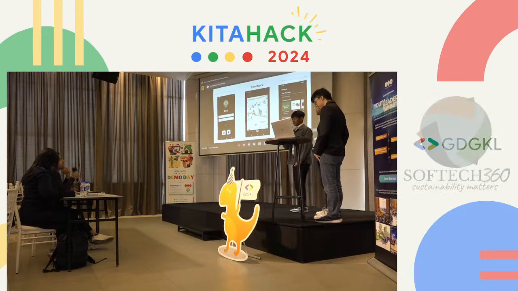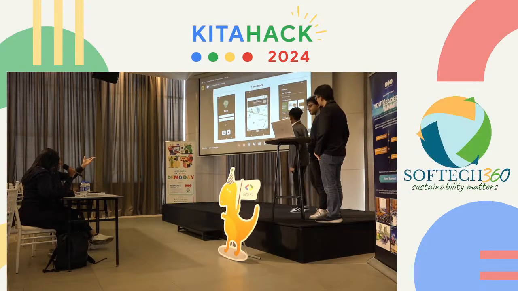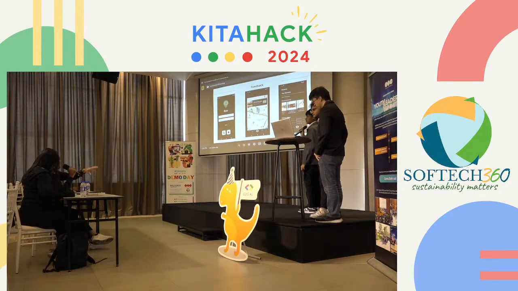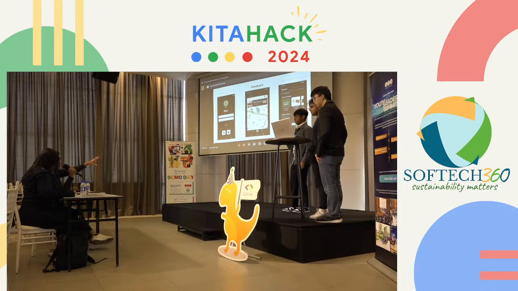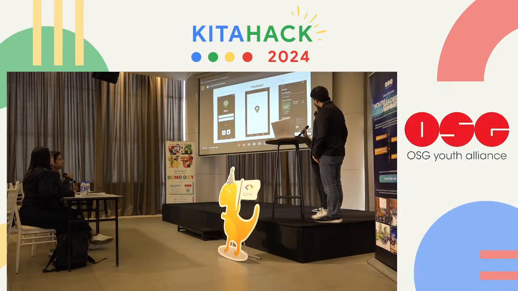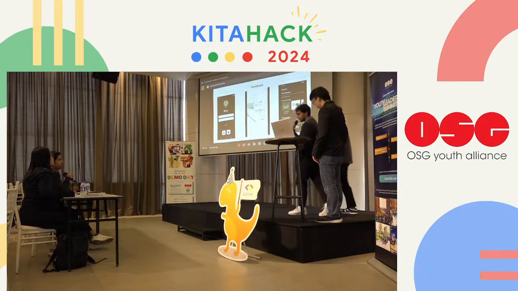Sorry, could you explain what you mean by dummy? So, for example, I can see Grab or KFC. Do you have any dummy data in the application to show how this module might look? No, as of right now, we don't.